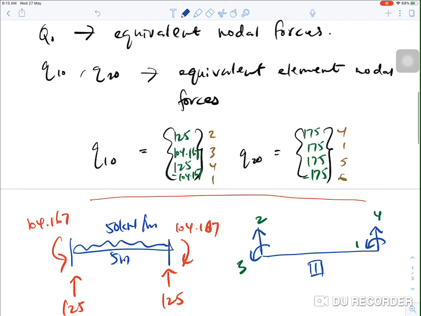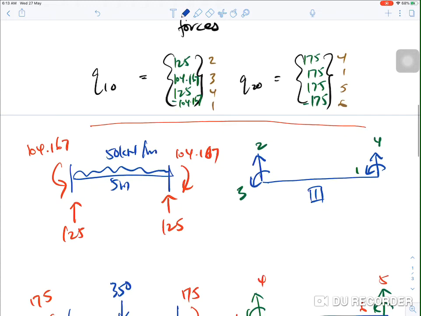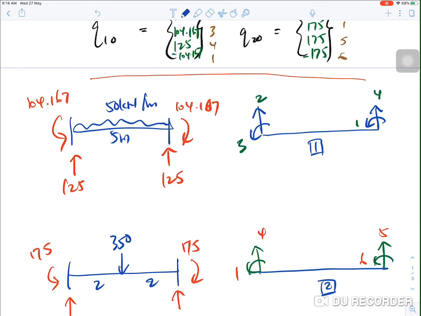Okay, how to establish and determine all these values inside the equivalent element nodal forces. It is like this. This is for element number 1. Element number 1 consists of a UDL, okay, UDL 50 kN per meter subjected along 5 meter length of element number 1. So we will calculate the vertical reaction and fixed end moment for element number 1 as this.